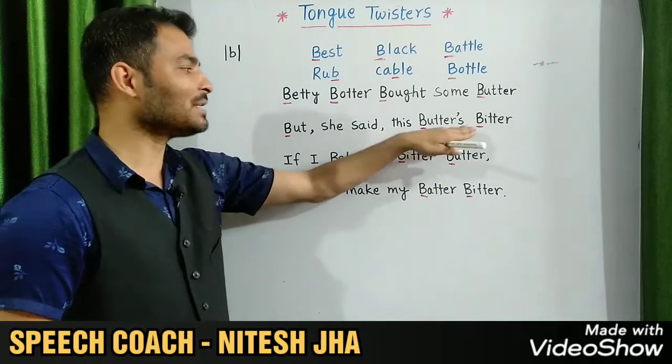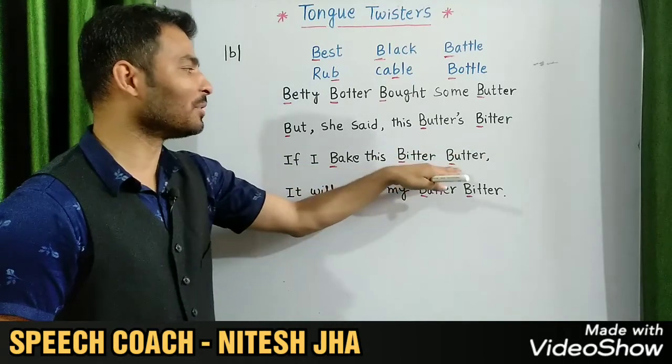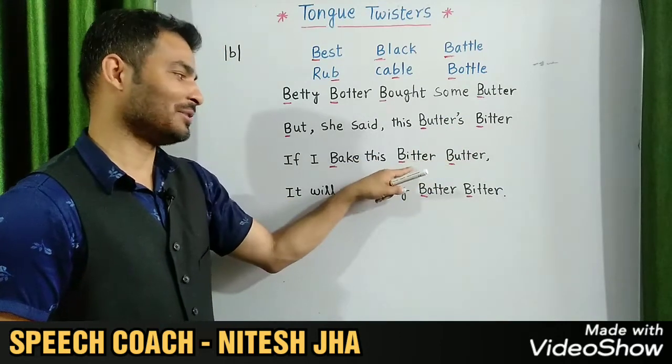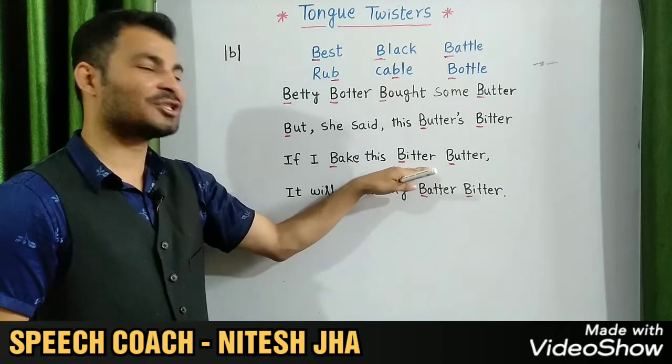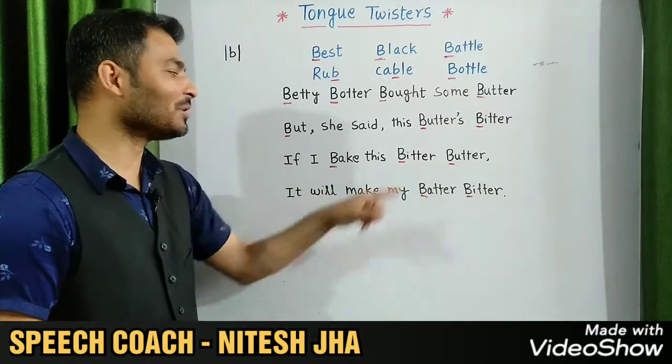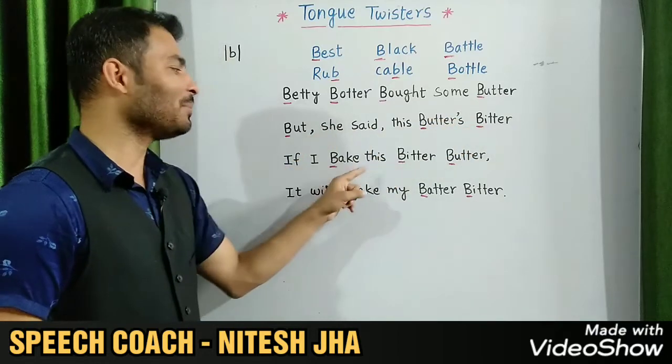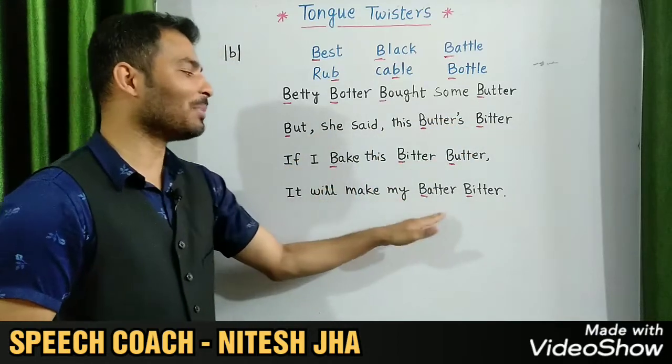So butter is bitter. If I bake this bitter butter, if the butter is bitter, so what is the quality of that butter? Bitter. So bitter butter is actually an adjective. So how's the butter? Butter is bitter. So she said this butter is bitter. If I bake this bitter butter, it will make my batter bitter.